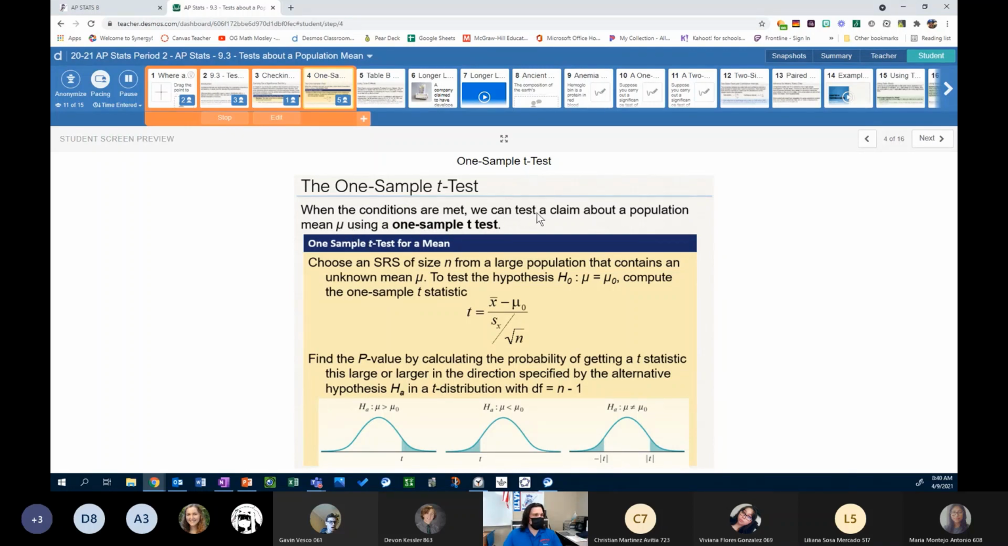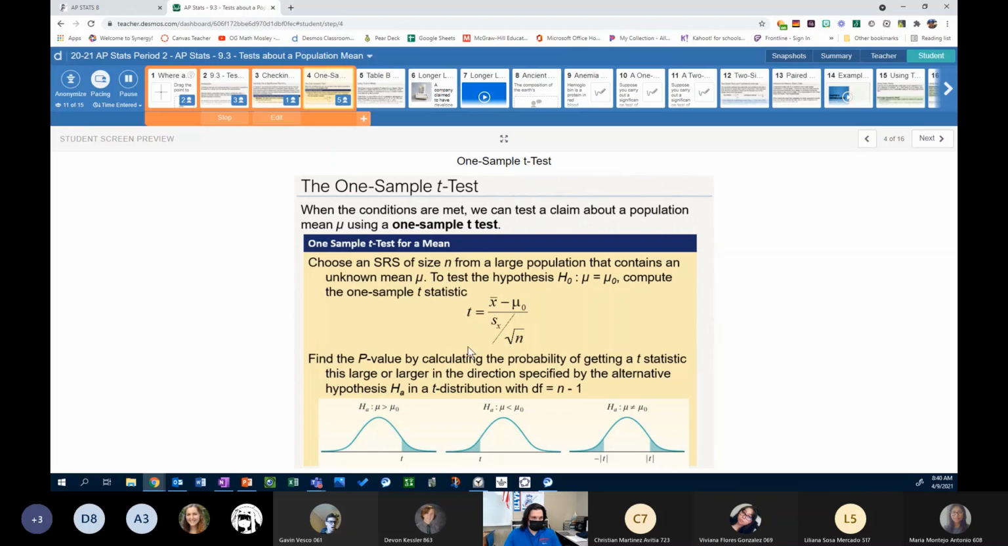All right, when the conditions are met, we can test a claim about a population mean mu using a one sample t-test. In this case, we choose an SRS of size n from a large population that contains an unknown mean mu. To test the hypothesis H sub 0 such that mu equals mu sub 0, compute the one sample t statistic. t equals x bar minus mu sub 0 divided by s sub x, which is the sample standard deviation, divided by the square root of n, the square root of the sample size.